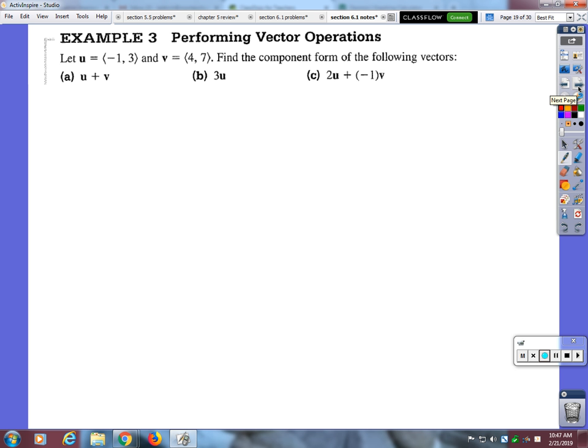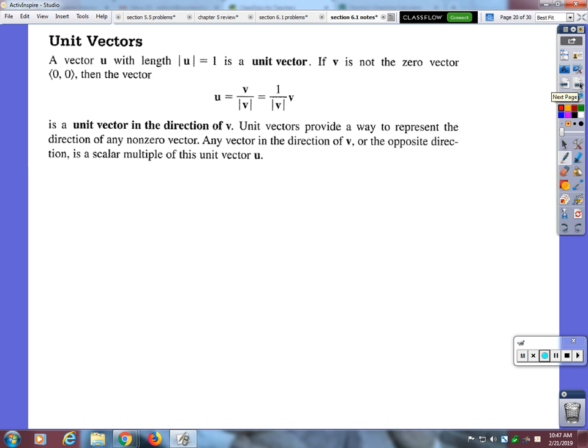So, okay, so we did this yesterday, right? I just threw these at you, and then you just figured it out because you're smart kids. Okay, to get a unit vector, which would be a vector that's going in the same direction, but it has a length of 1, you take the vector and divide it by its own magnitude.